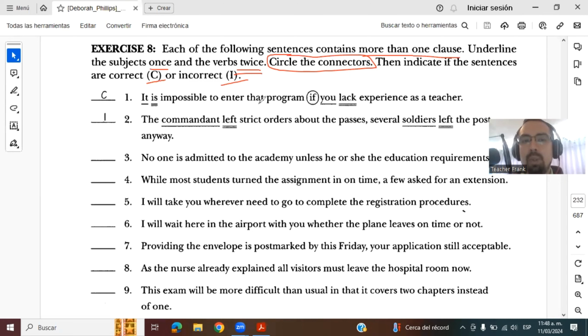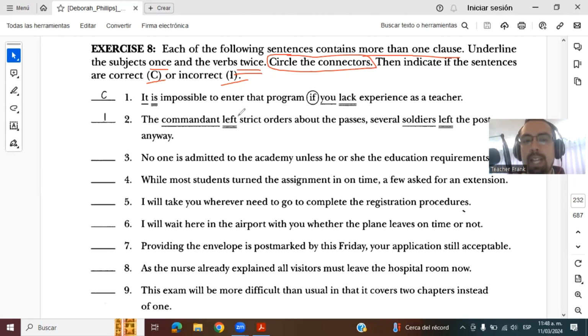It is impossible to enter that program if you lack experience as a teacher. So it is the first clause. If is my connector, and you lack is my second clause, right? So this one has all the elements. It's correct. Let's look at number 2.